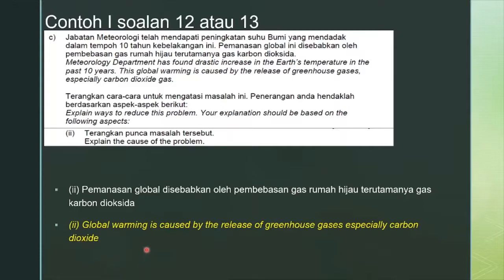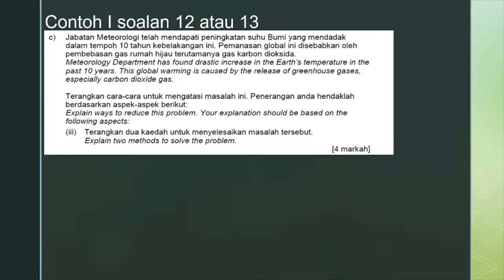So again, we can find the answer from the question itself. Yeah. Here. This global warming is caused by the release of greenhouse gases, especially carbon dioxide gas. Ya, kita boleh mendapat jawapan dari soalan itu sendiri. Baik, kita teruskan dengan aspek yang ketiga. Terangkan dua kaedah untuk menyelesaikan masalah tersebut. Kita kena menyelesaikan masalah ini. Baik, explain two methods to solve the problem. Alright.